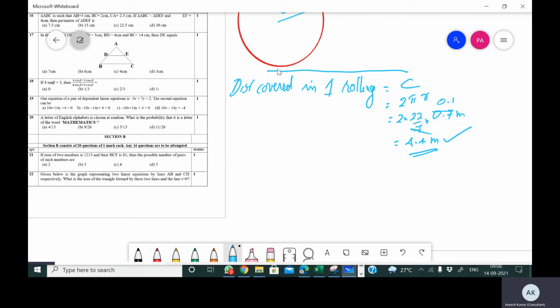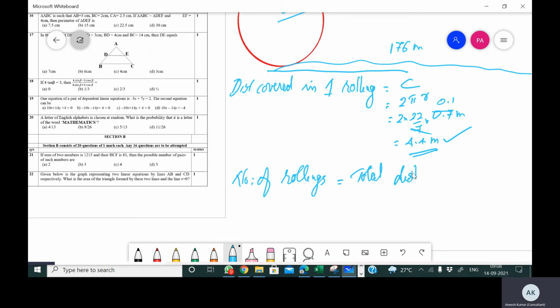So how many rollings are required to cover a distance of 176 meter? We can directly find it like this: the number of revolutions required is equal to the total distance to be covered divided by the distance covered in one round or one roll. It is 176 meter. Here, luckily, both units are the same. Otherwise, you have to change the units. Both the units should be the same.